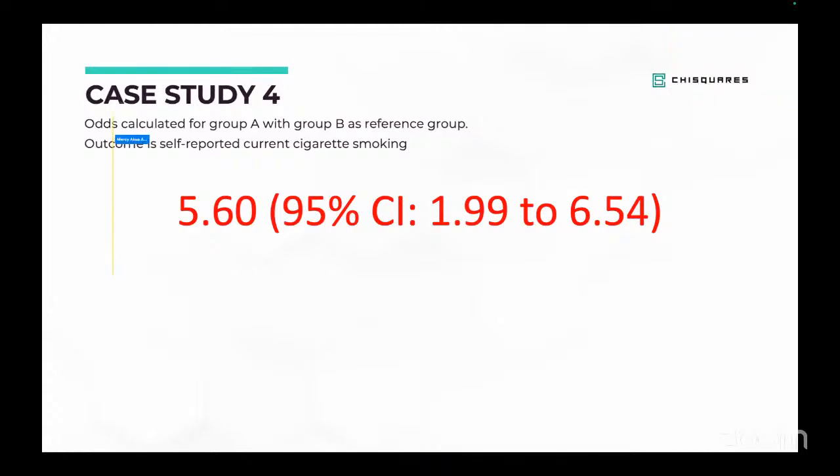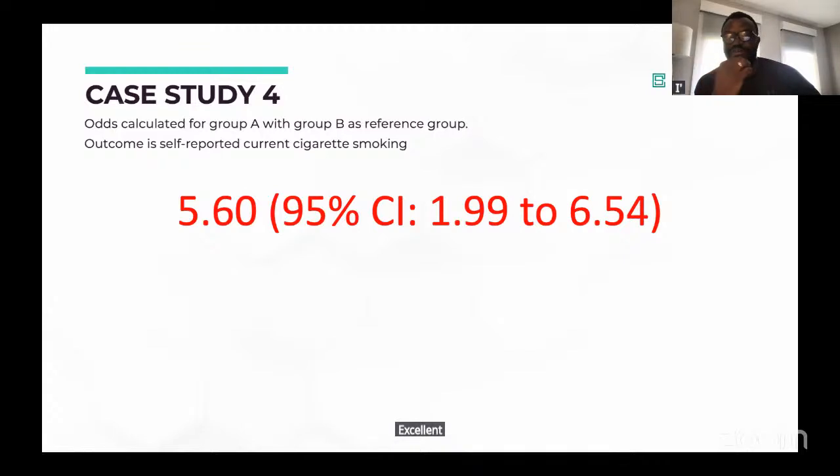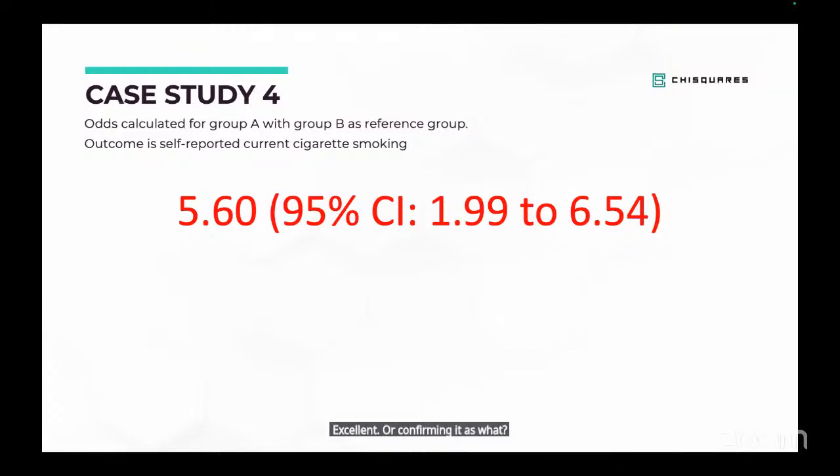Moses. Individuals in group A have 5.6 times higher odds of being current cigarette smoking, and this result is statistically significant. Excellent. Or we can frame it as what?